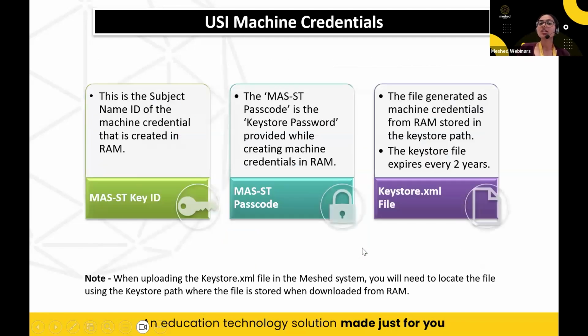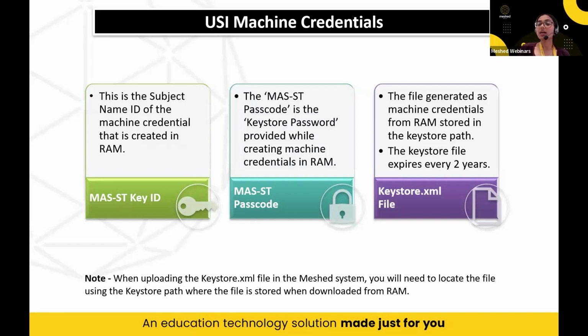So let's see what actually are these fields and what data do they require, because this is a very frequent question that comes up from most of the colleges. So you can take a note of it if you like. The first field in the previous slide that you can see is the mass SD key ID. Now, mass SD key ID is the subject name ID of the machine credential that you create in the Relationship Authorization Manager in step 2. So wherever you get the subject name ID of the credential in RAM, you just need to simply copy it and paste it in the mesh system.